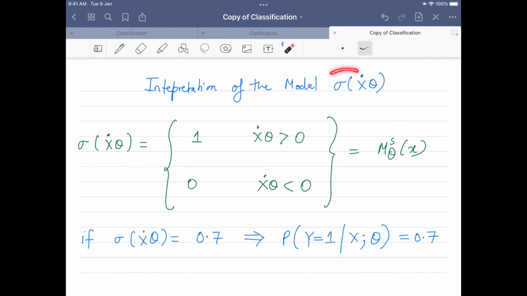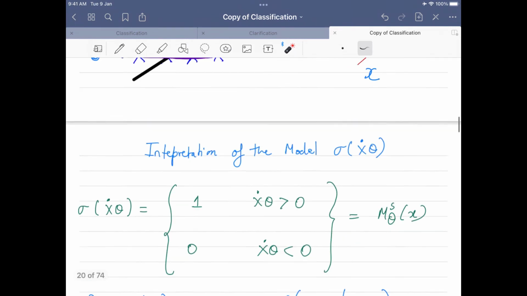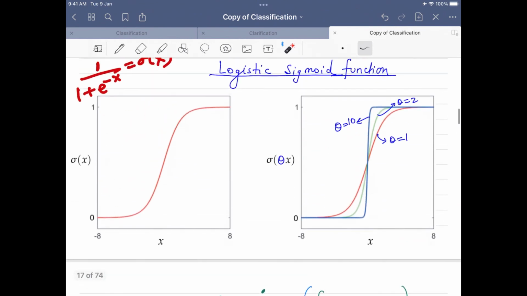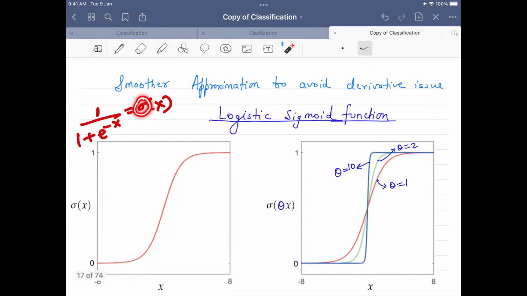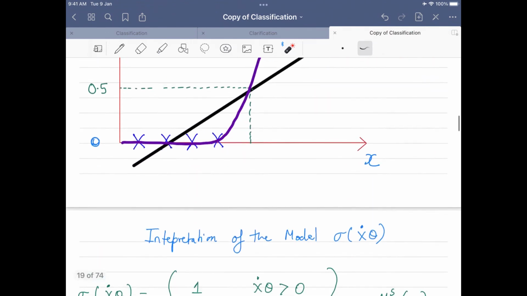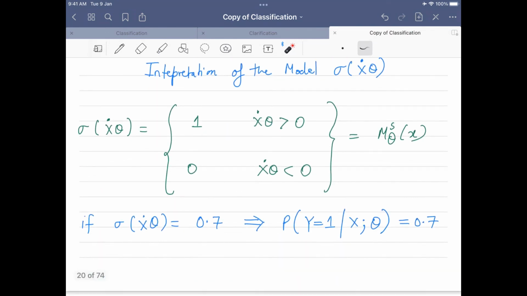So this is the second model. Earlier you had the unit step, but now it is sigma times x dot theta. What we are saying here is we are representing sigma x as 1 upon 1 plus e to the power minus x. It is also called the sigmoid function, the logistic sigmoid function. We also represent it as m theta x.